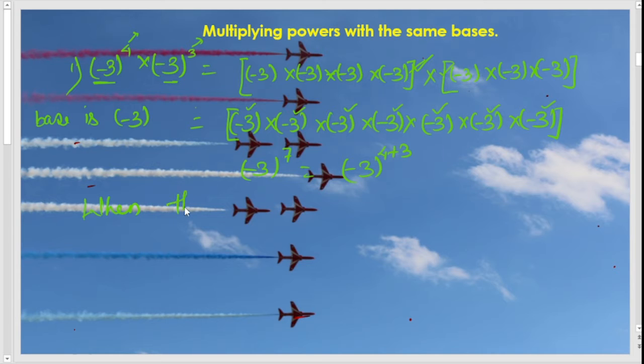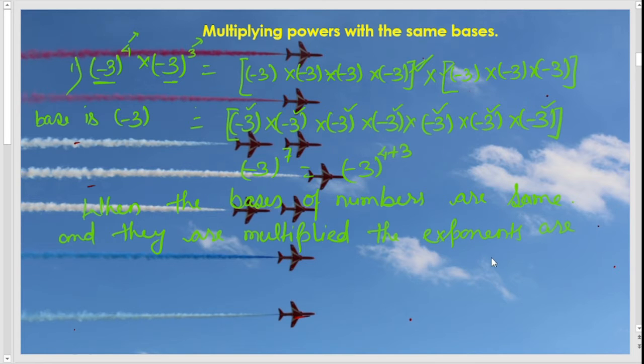the exponents are added. Therefore, we can write -3 to the power 4 into -3 to the power 3 is equal to -3, the base remains the same, exponents 4 plus 3, is equal to -3 to the power 7. So here the base remains the same but the exponents are added.